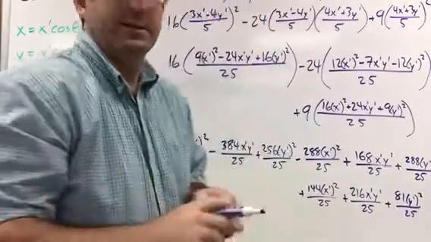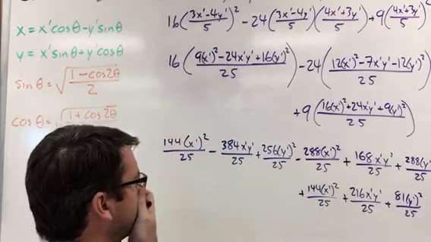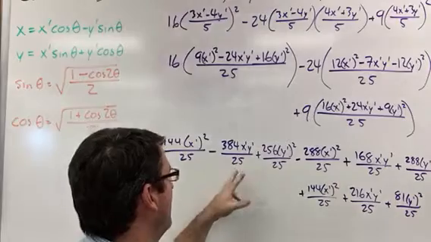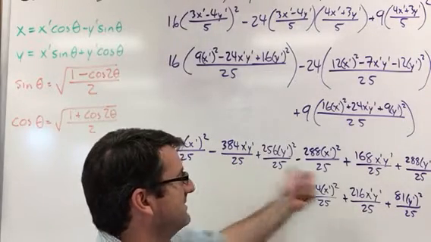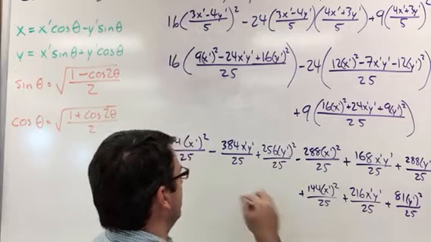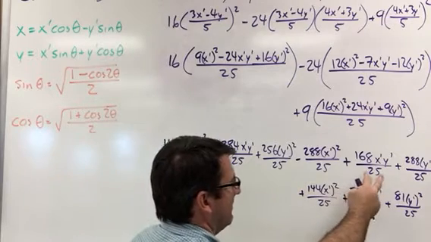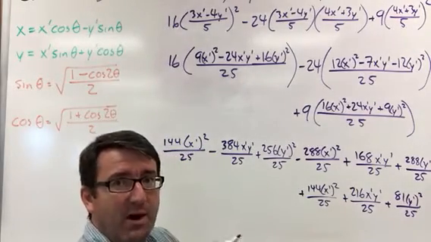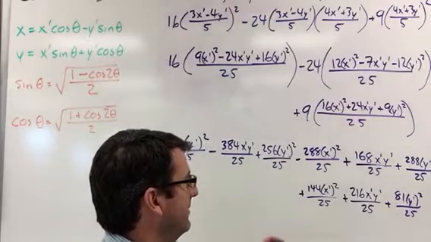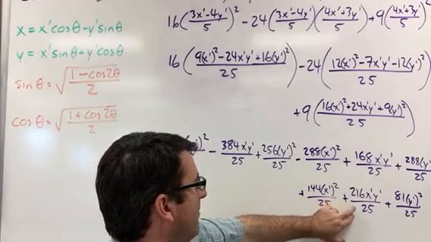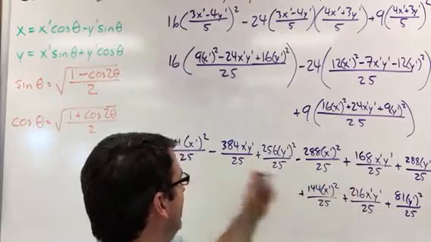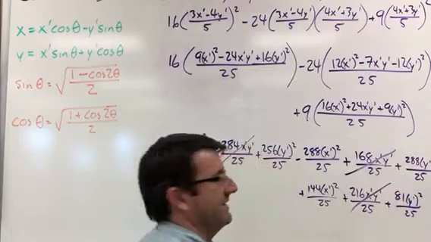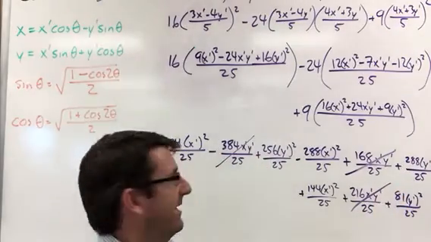All right, so now we can go through and we can start canceling some stuff out. So let's start with the x'y' terms, those are the terms we really want to get rid of. So here we've got negative 384, positive 168, positive 216. Those are our three x'y' terms. 216 plus 168 is 384. And so all of these are in fact going to cancel. And that's what we want to have happen every time.